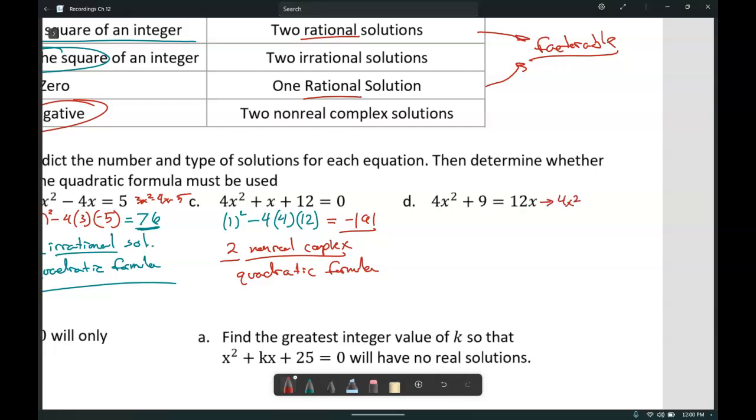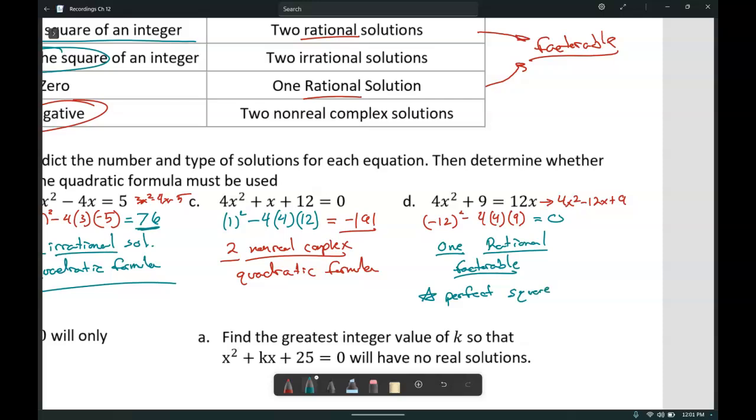Standard form, we plug in our values for b, a, and c, and we get a value of 0. This will be the only time we get one solution. It will be rational and factorable. And not only is it factorable, it also means that it is a perfect square trinomial. And it's actually factorable using our formula to get a binomial squared.